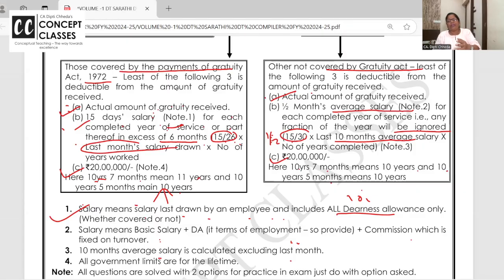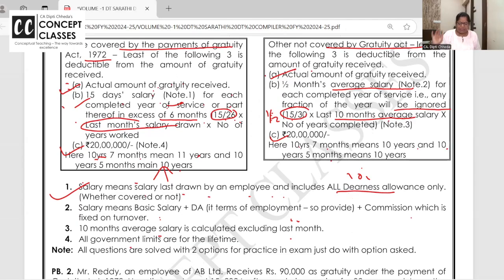If you're leaving my organization in February, तो February को छोड़ के January तक last 10 months. And all the government limits are for lifetime. Ma'am, if they are not clear, surely they'll give you whether they are covered under the Payment of Gratuity Act or not. Nothing is given, right, so it is not covered, assume and take it.